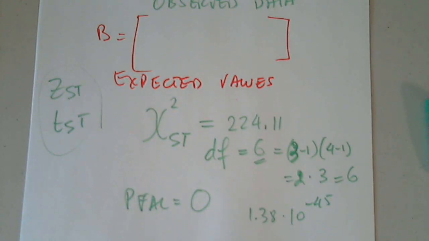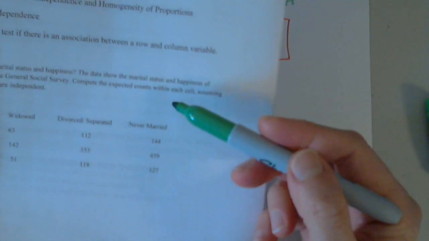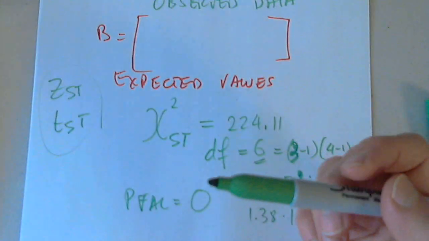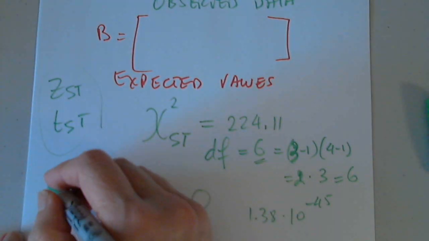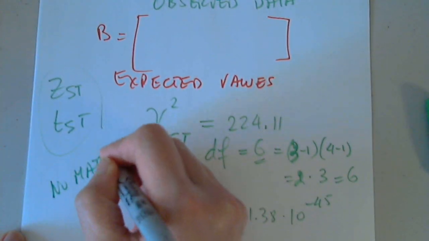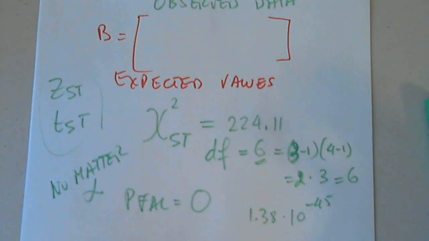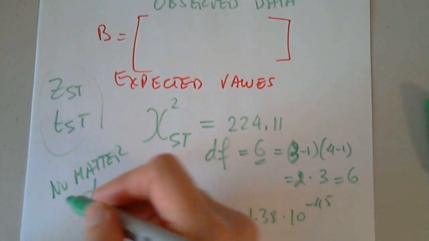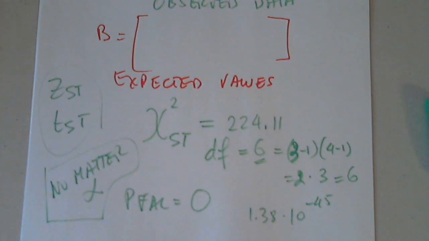And you can say, but where is alpha? How can you make a decision without alpha? No matter what alpha, no matter how small I choose alpha to be, what do I have to do in this situation?